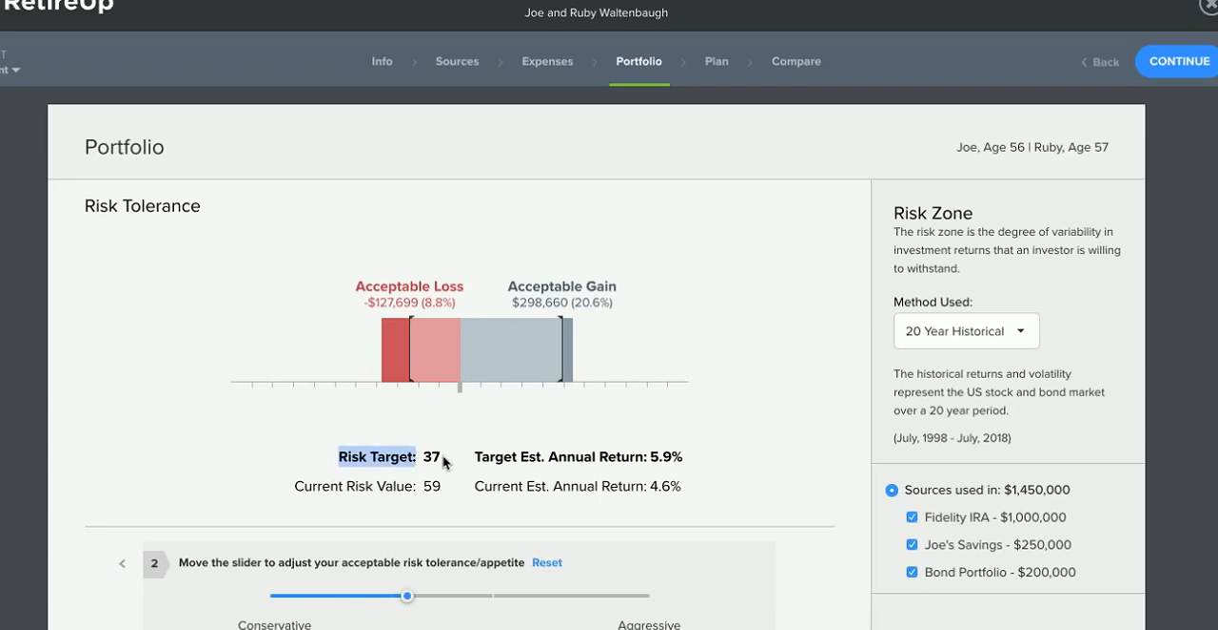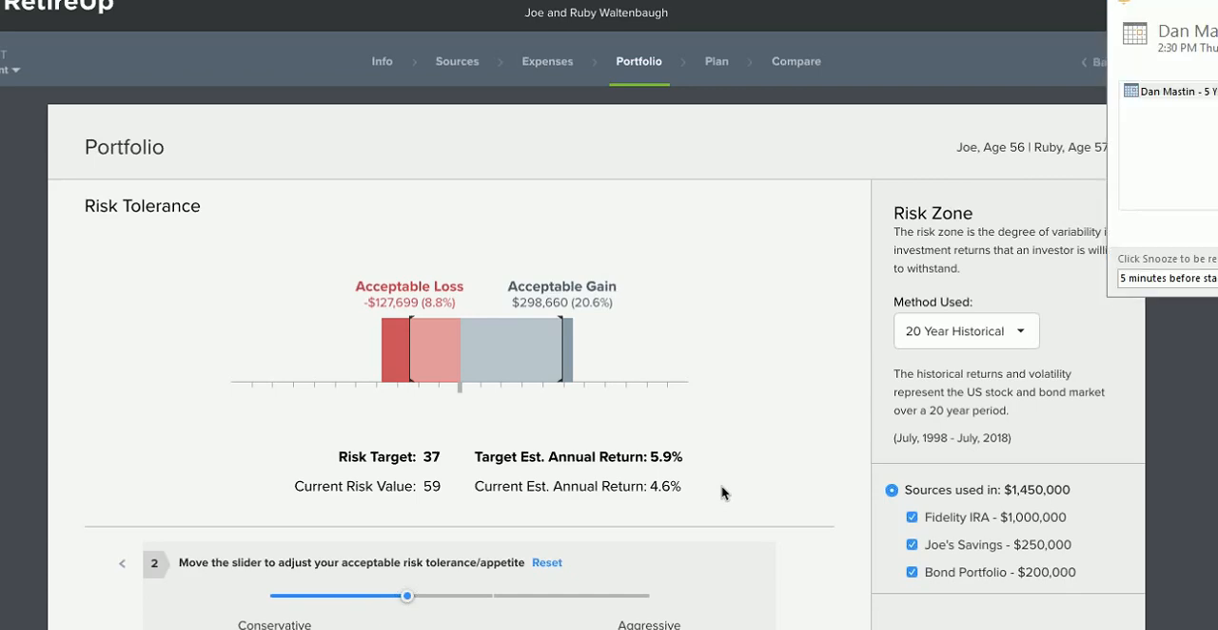Now, what's unique is for every risk target in our software from 1 to 100, we also calculate what you should be able to make over that same historical period. So that you should be able to make about 5.9%, but you only made 4.6. So right off the bat, when I saw this as an advisor, it was kind of an exciting moment because I knew I had a sales opportunity. Your portfolio is very inefficient.